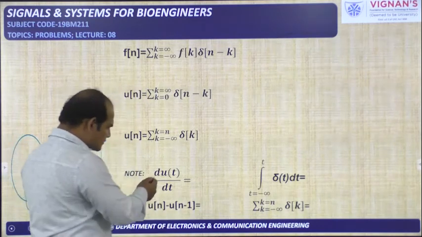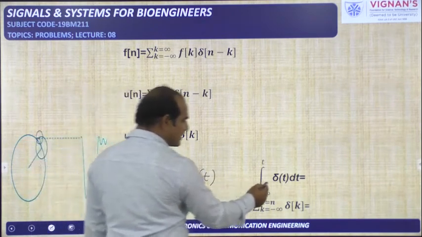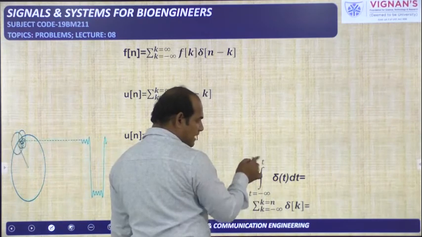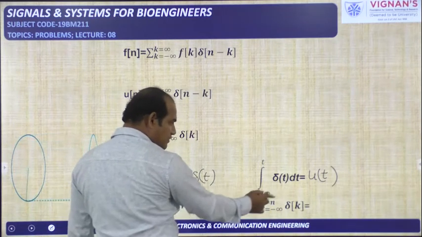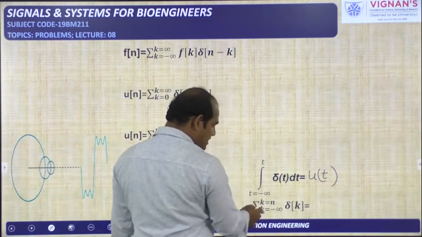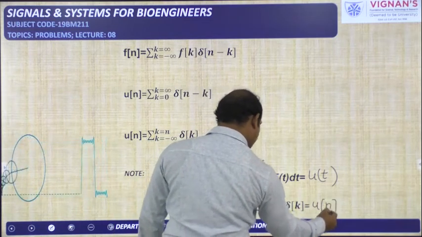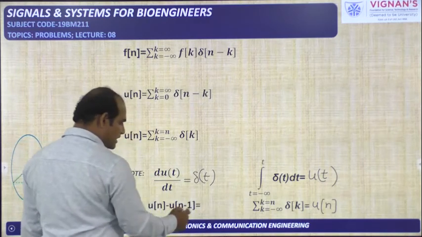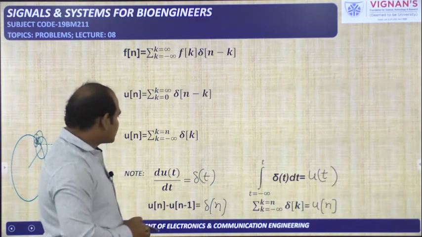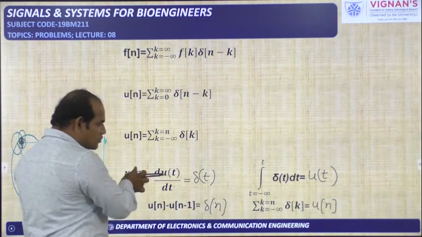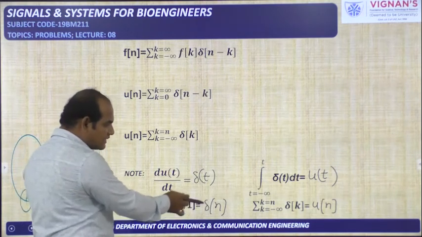Next, this one already we have taken. D by dt of u of t is del of t. Integral of del of t, you have to see the limits. Upper limit is t, so it will be u of t. Next, just now we have seen this one. The sigma k is from minus infinity to n del of k will give u of n. U of n minus u of n minus 1 will give del of n. All these things already we have seen. Why I have given these 4 at one place means, you see here, differentiation of u of t will give del of t. Difference in between u of n and u of n minus 1 will give del of n.